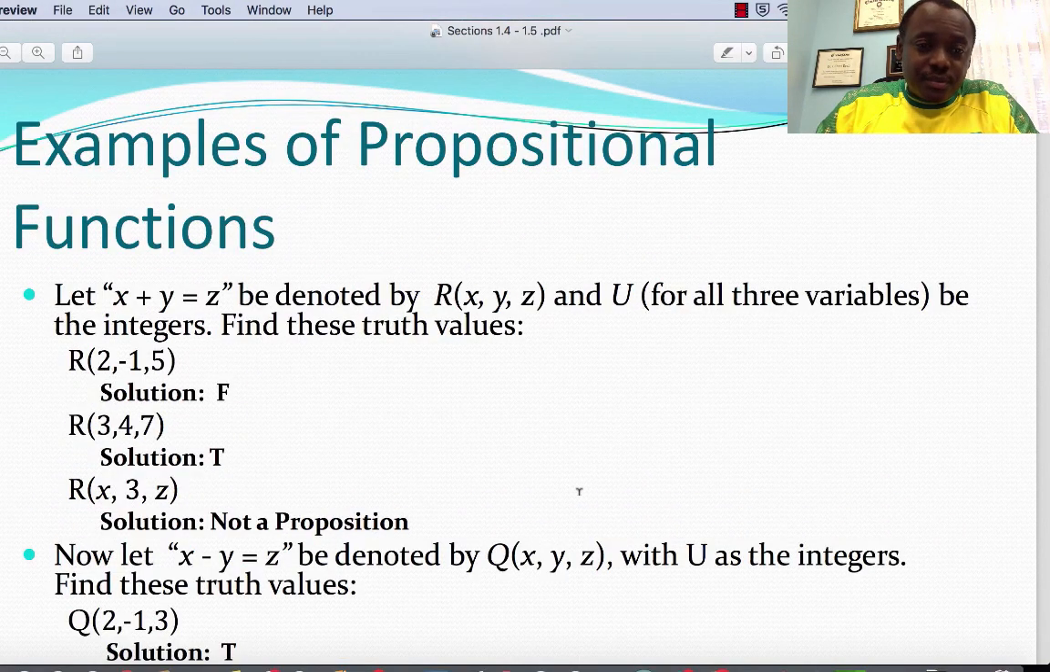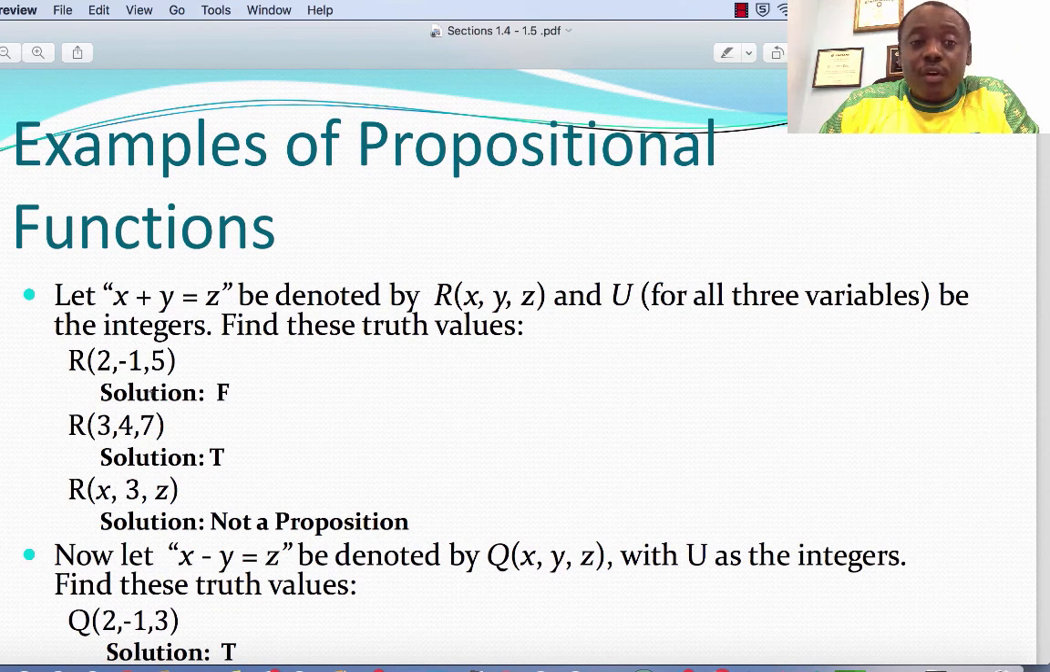Further examples. Let x plus y equals z be the propositional function R of x, y, z. Recall, I told you that a predicate could have more than one variable. In this case, we have 3 variables, and our domain is the set of integers. All 3 variables are from the set of integers. So R of 2, -1, 5 becomes a proposition.